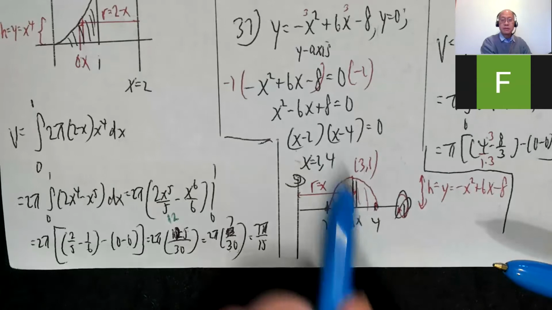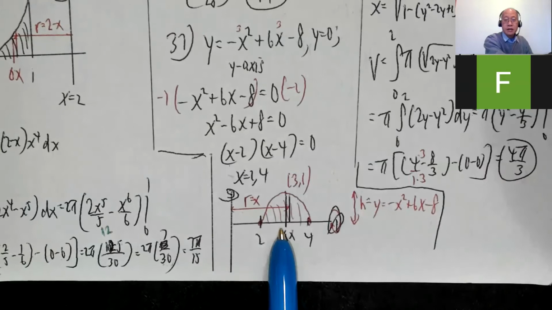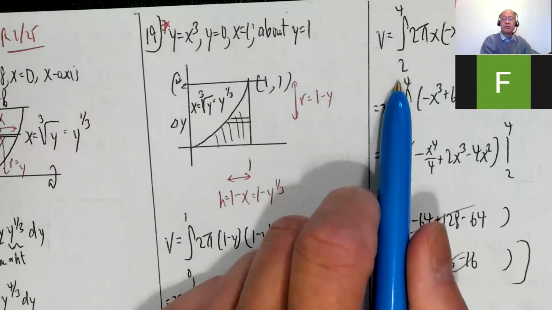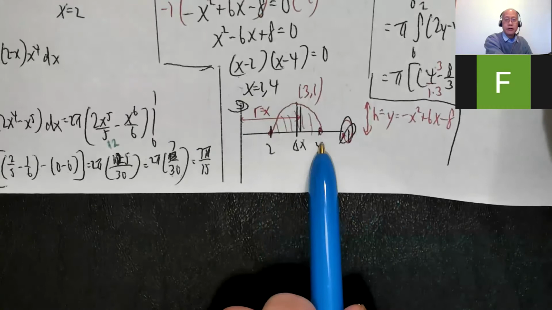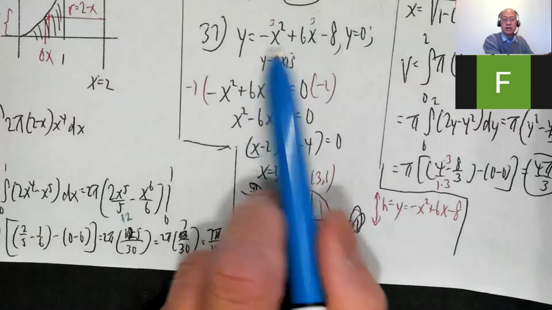So I'm integrating 2 pi r, which is x, times the height, which was negative x squared plus 6x minus 8, dx. And I'm integrating from 2 to 4. There's stuff between 2 and 4. So circumference, 2 pi r, 2 pi x. The height is y. In this case, y is negative x squared plus 6x minus 8. And the thickness is dx. So there we go.